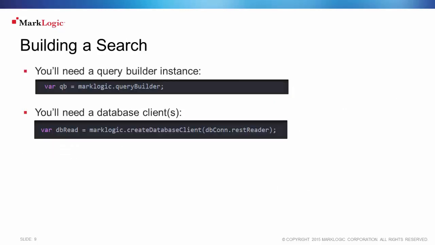Now let's take a look at how to build searches in our Node.js applications. First, you'll need to create a query builder instance, and you'll also need your database clients. Remember that to search the database, you need to have read permissions on the documents that you wish to search, so we'll use our dbRead client in these examples. Let's assume that this code is in place for the next few examples that we'll study.